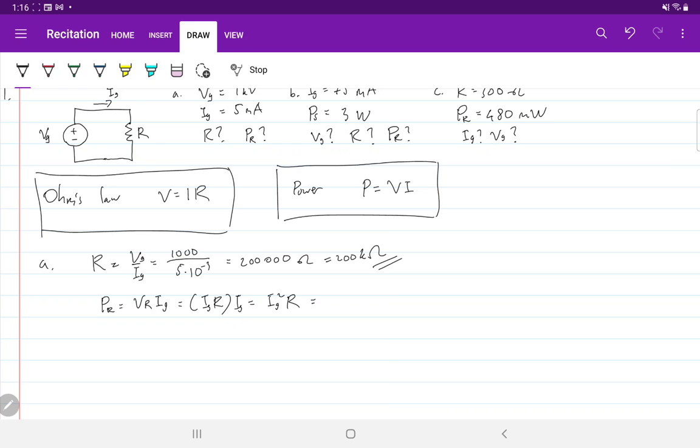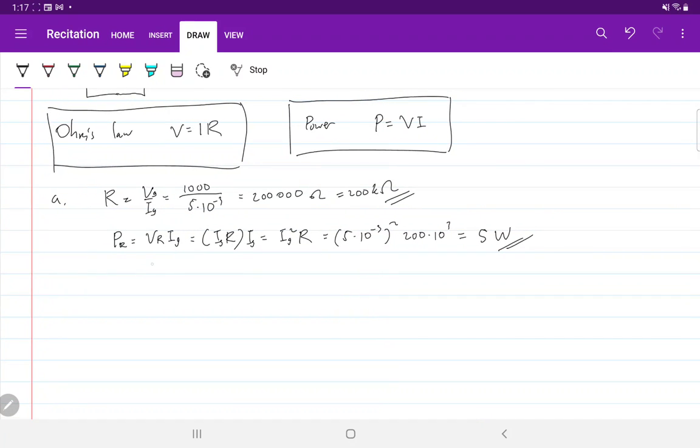So IG, which is 5 times milli, is 10 to the power minus 3, squared, times R. So R is 200k, 10 to the power 3. So we get 5 watts.